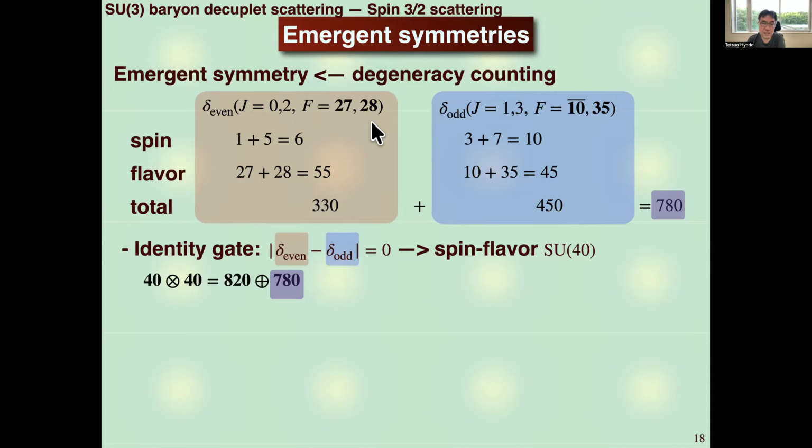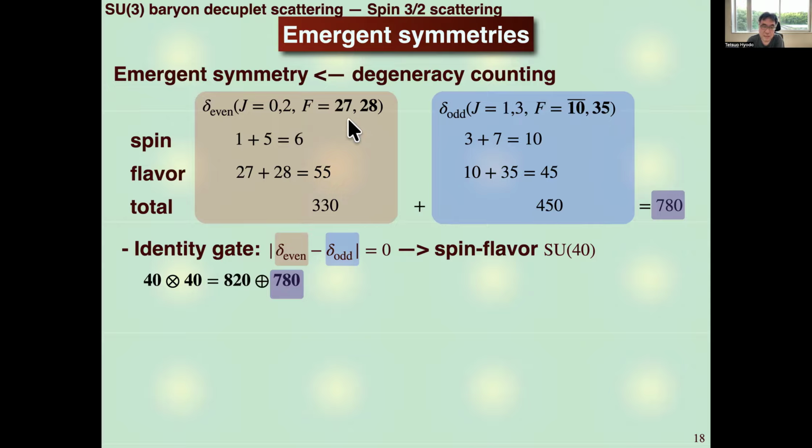So let's count how many states we have in both the delta even part and the delta odd part. Now spin. Spin 0 is a spin singlet, so there is only one component. Spin 2, you have +2, +1, 0, -1, and -2, which is 5. So altogether, the spin degrees of freedom is 6 for each flavor component.